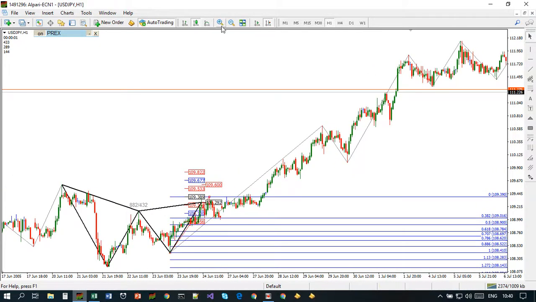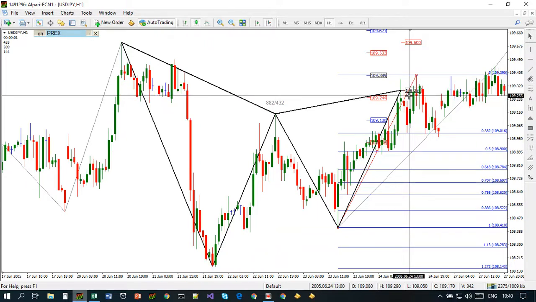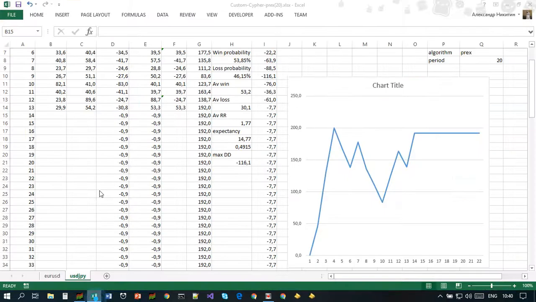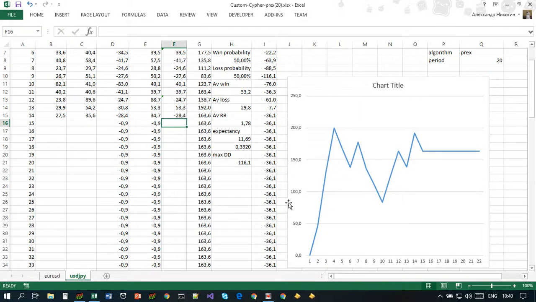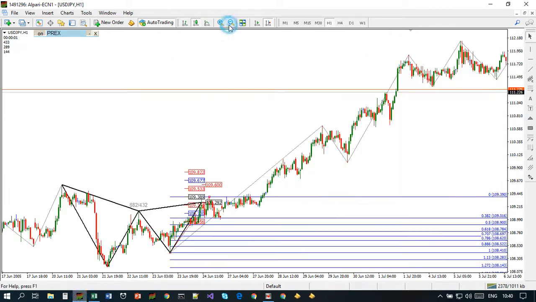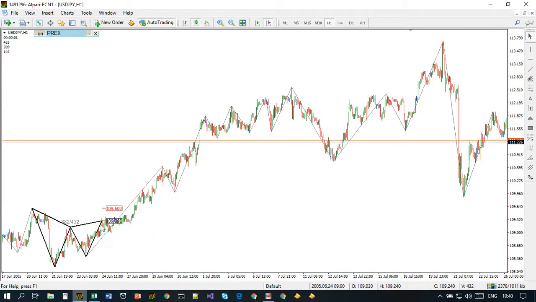Having this number, this is the entry candle, this is the stop loss, 27.5, and take profit 35.6. 27.5, 35.6. Okay, 27.5, 35.6. It was a stop loss. Sorry. Oh, we were so close to recovery, but we didn't do it.